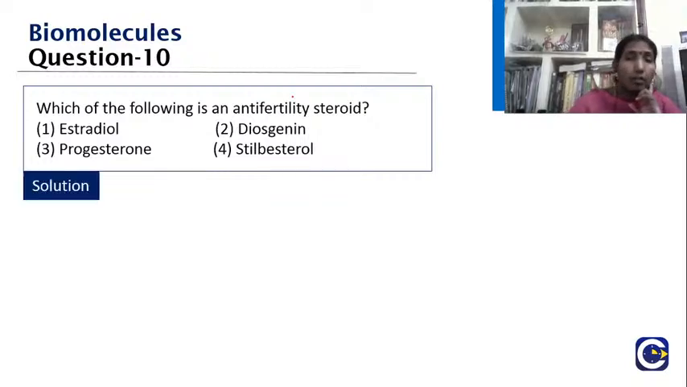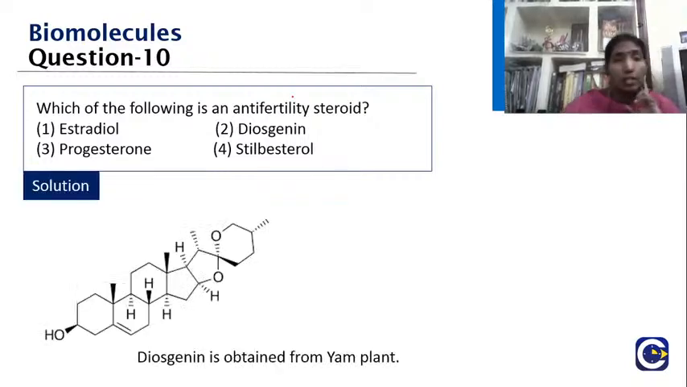Excellent, you are giving the right answer. It is nothing but the digoxin. So this digoxin is obtained from the yam plant. Okay, so this is the anti-fertility steroid. See, estradiol is what? The estrogen-like compound. The stilbestrol is same as the product of estrogen. The progesterone we have. These are all not the anti-fertility steroid. The anti-fertility steroid is the digoxin.